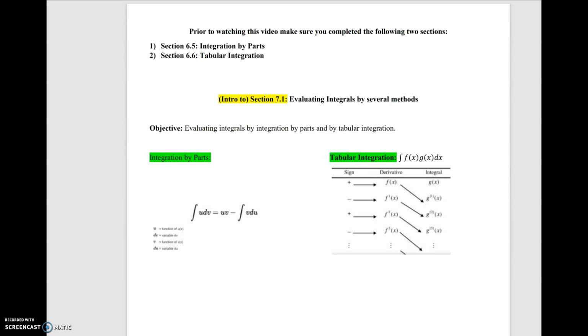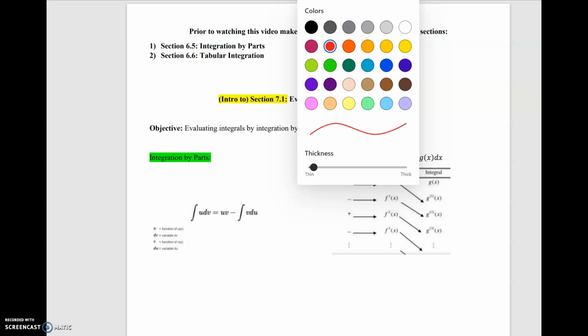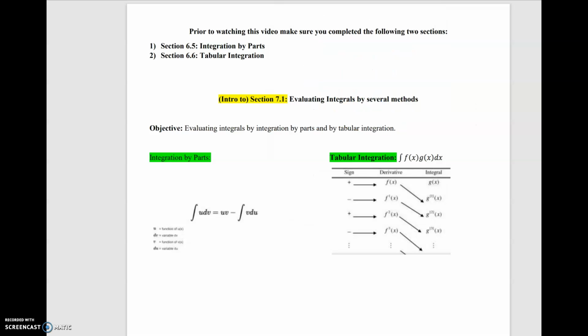Let me just quickly review the two main objectives of this week. One of them was the idea of integration by parts. Keep in mind that when we're talking about integration by parts, and also in this case, tabular integration, there are two values being multiplied in the integral. So we're talking about two functions.